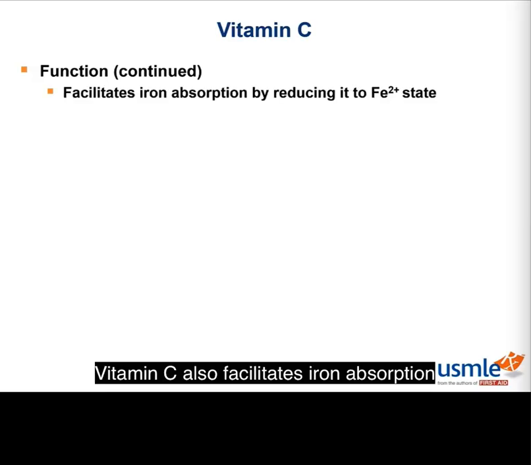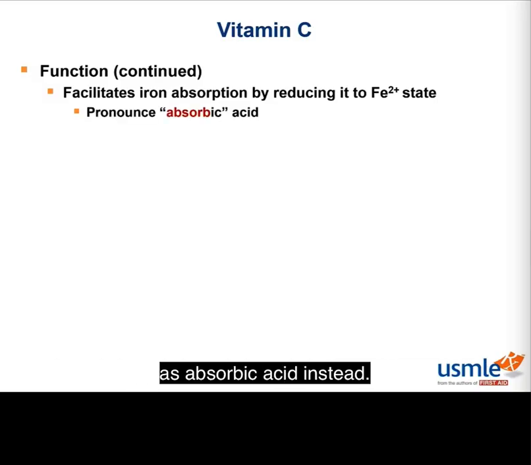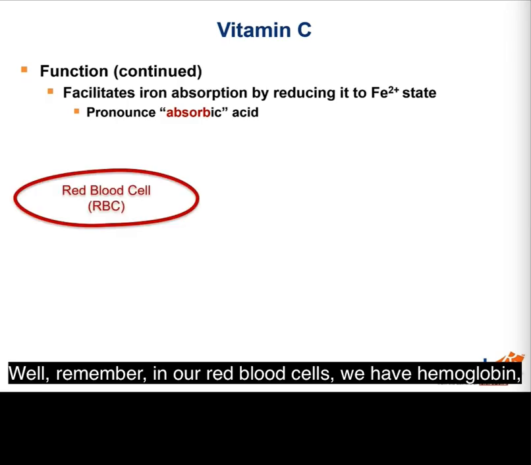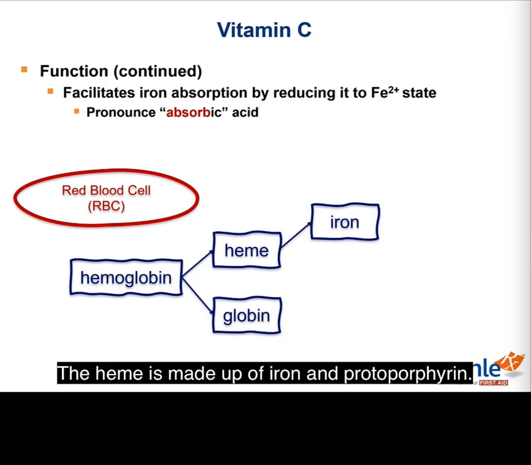Vitamin C also facilitates iron absorption by reducing it to the Fe2+ or ferrous state. You can remember this by pronouncing ascorbic acid as absorbic acid instead. But who cares about iron, right? Well, remember, in our red blood cells, we have hemoglobin, which is made up of heme and globin. The heme is made up of iron and protoporphyrin.